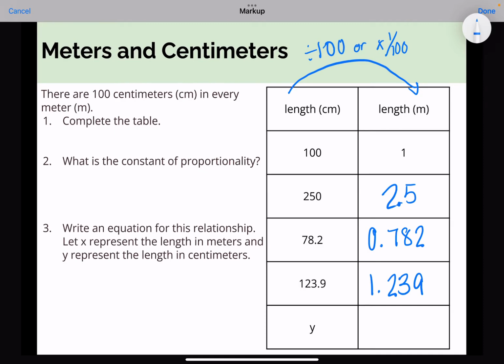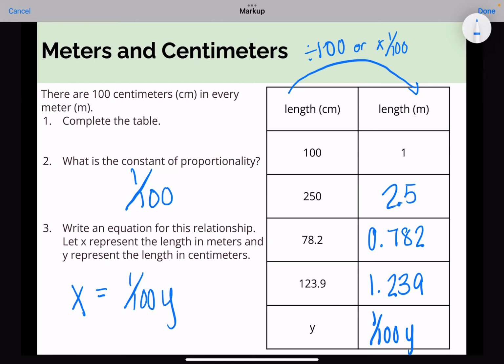So what we're doing is we're taking our length in centimeters y and multiplying it by 1/100th. So 1/100th y. So our constant of proportionality is 1/100th because we are taking our length in centimeters and multiplying it by 1/100th to get our length in meters. An equation for this is going to be our length in meters x is equal to 1/100th times our length in centimeters, which is y.